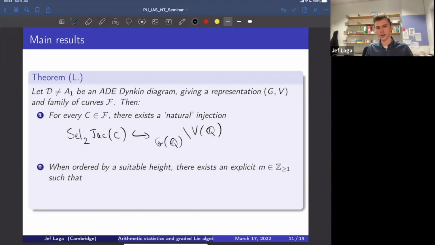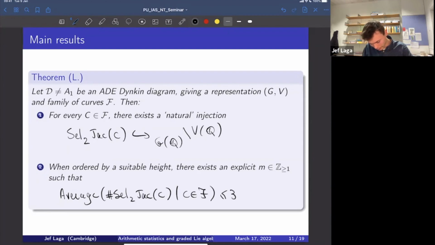Namely, we can count orbits and get an estimate for the two-Selmer group. So when you order by a suitable height, there exists an explicit integer m, which I'll say something about in a moment, such that the average size of the two-Selmer group of the Jacobian, varying over curves in F, is bounded above by 3 times 2 to the m minus 1. Okay, so let me maybe pause for a second and see if there are any questions about the statements.